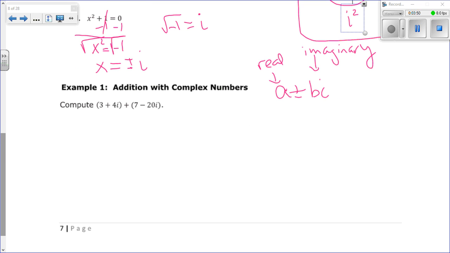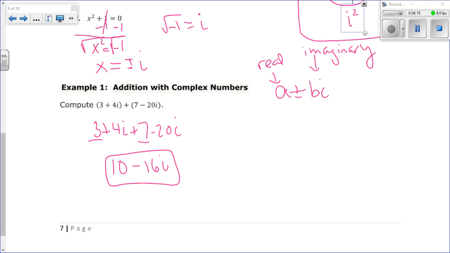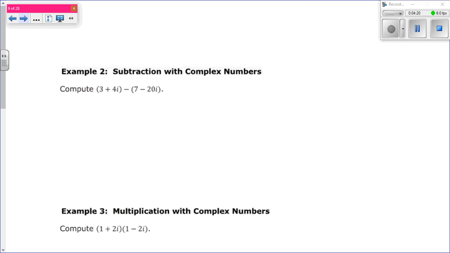So here, this is just simply an addition problem. And since there's no number out in front of the parentheses, it's just 3 plus 4i plus 7 minus 20i. I'm just going to combine like terms. I have a 3 and a 7, which is 10, and then a 4 and a negative 20, because 4i and negative 20i is going to be a negative 16i. And that's all I need to do with that. Just combine like terms. You kind of treat i like a variable.